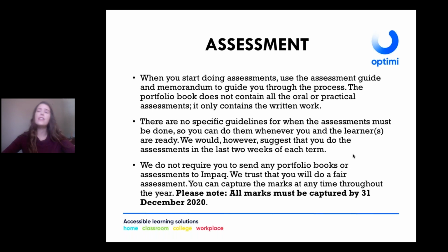So if you decide to do it twice a year, at the end of each term, at the end of the year, it does not matter. The only thing that needs to happen is that it needs to be captured by the end of the year. However, we would like to motivate you to do the assessment at the end of the term, as indicated in your facilitator's guide and learner aid.